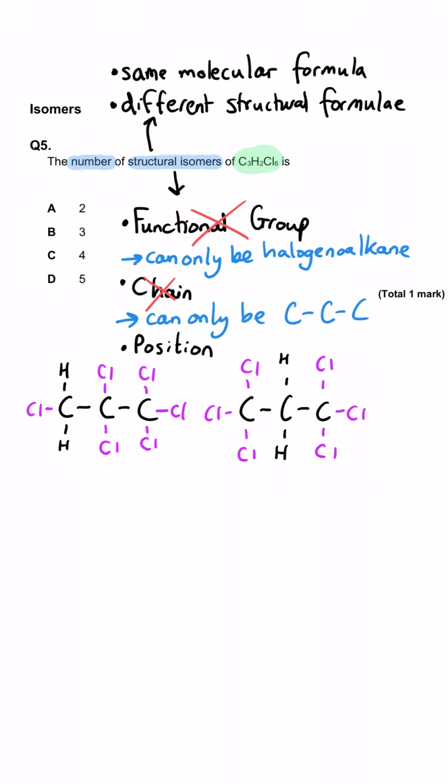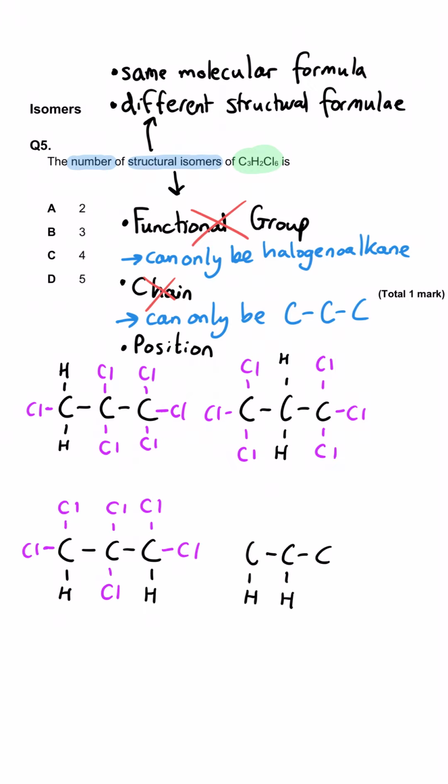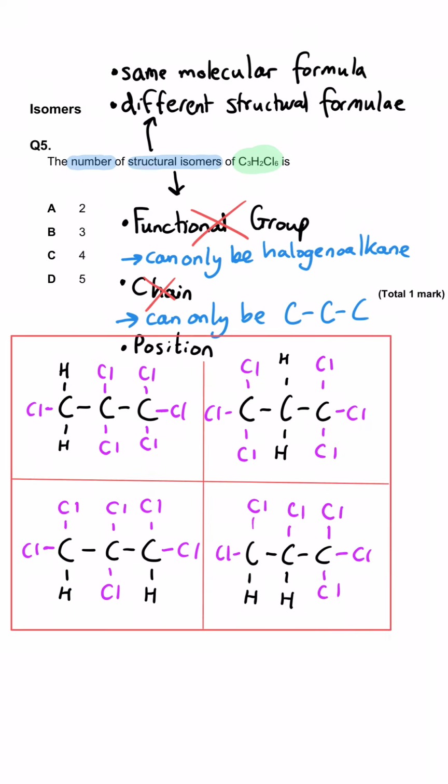And then that's the end of having 2 on the same carbon, so we're looking at where can we put 1s. Well, we could put 1 hydrogen atom on each end of our chain. Or we could have 1 on an end and 1 in the middle. And that's the end of our different combinations that we can have. So the correct answer is C, there are 4 structural isomers.